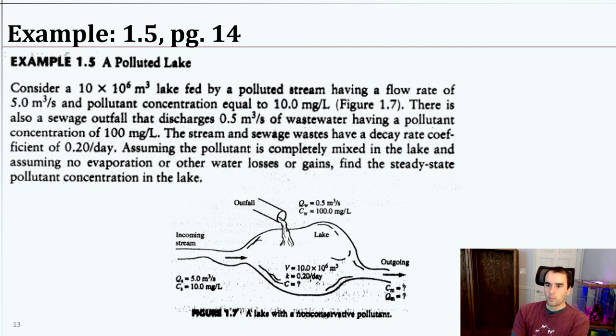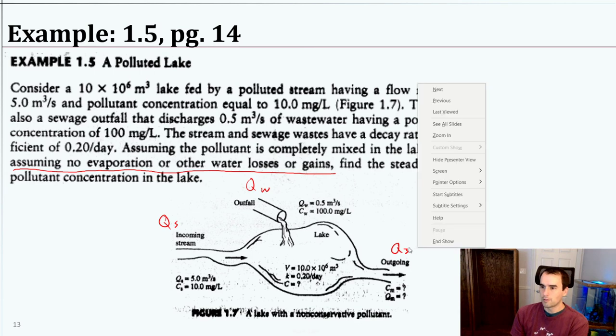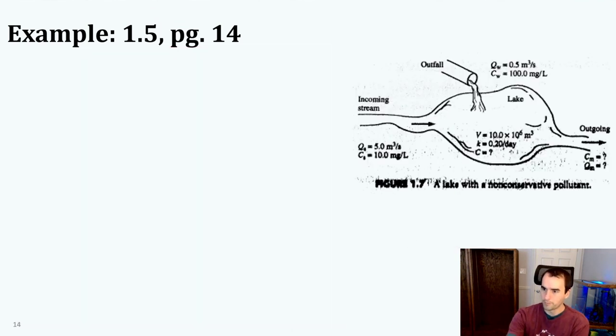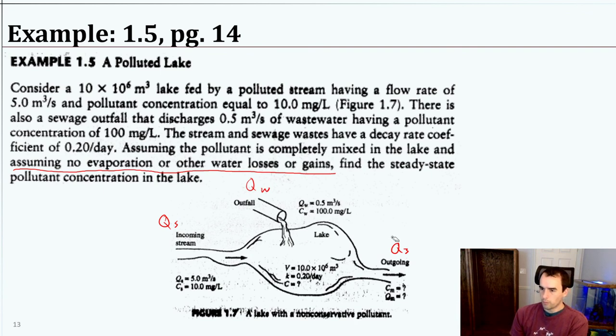Okay, just a few things to point out here. As I read, it made this assumption, no evaporation or other water losses or gains. That was what I was talking about earlier when we were saying Q1, Q2, and Q3. These are going to balance because we have no other water losses or gains. And in fact, the book wrote it as Q for the stream, Q for the waste, Qw, and Q mixed for the outgoing mixture. So that was one thing that I noticed immediately.